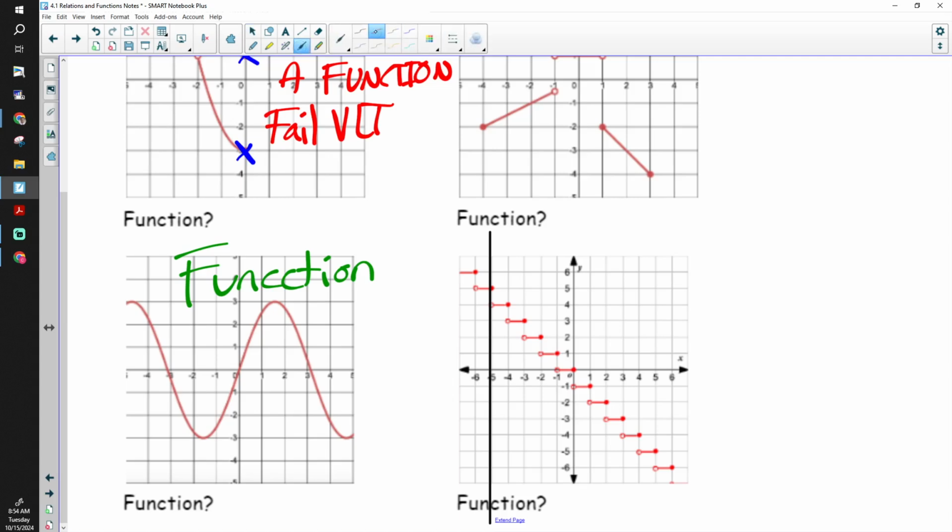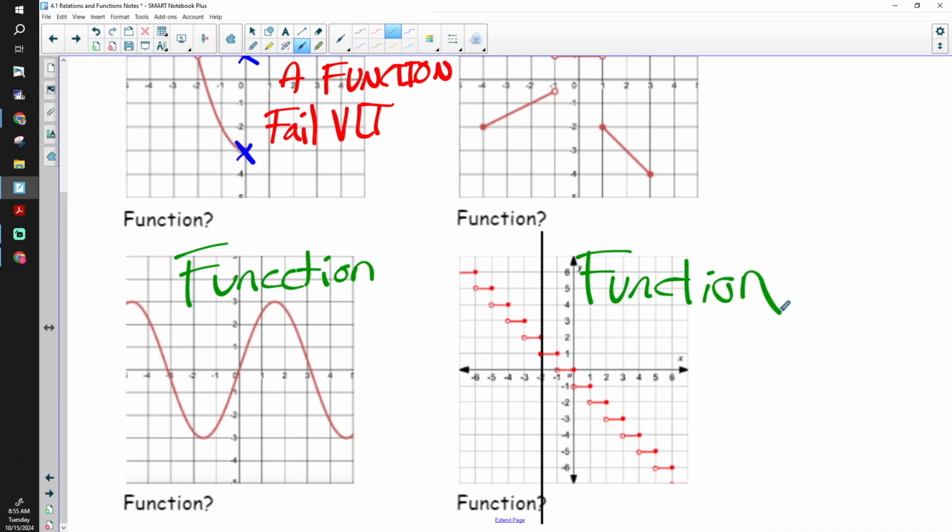Now, if I were to fill in one of these holes, now it would not be a function. Okay, but because one of the points is a hole and one is a solid point, it's only hitting the graph one time. Does that make sense? No? Yes? So this is a function. Function! Yay!